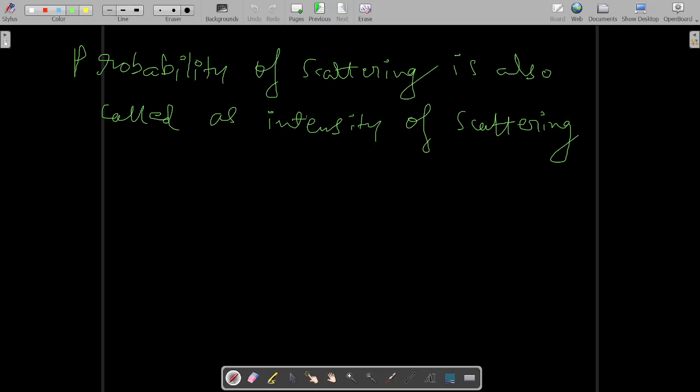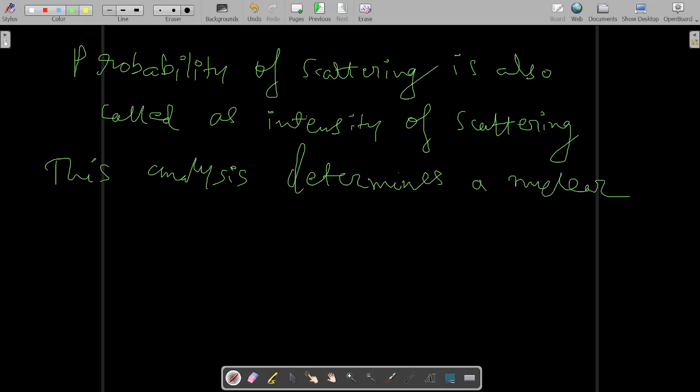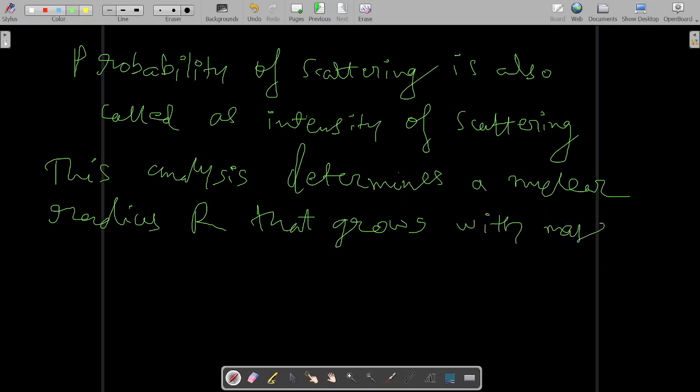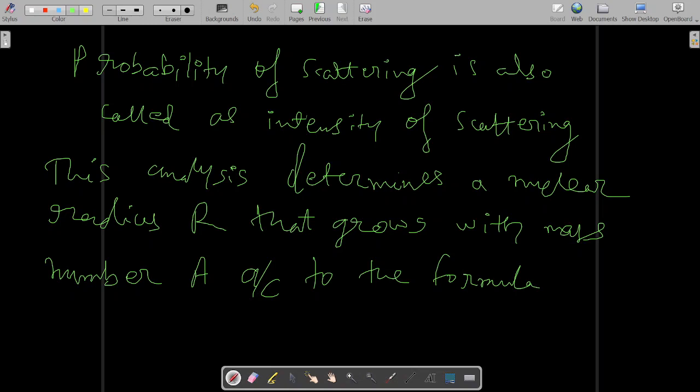So this analysis determines a nuclear radius R that grows with mass number A according to the formula R equal to R naught A to the power 1 by 3.